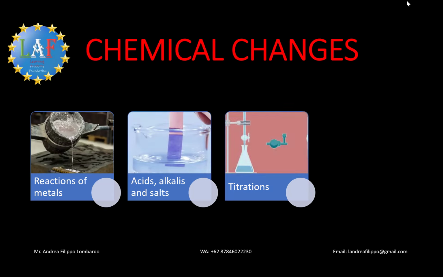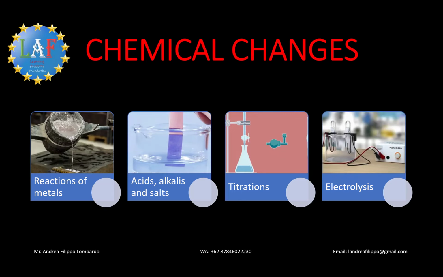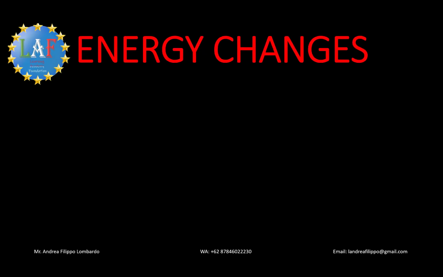The volumes of acid and alkali solutions that react with each other can be measured by titration using a suitable indicator. Electrolysis involves using electricity to break down electrolytes to form elements. The products of electrolysis can be predicted for a given electrolyte. The next section will be about energy changes.